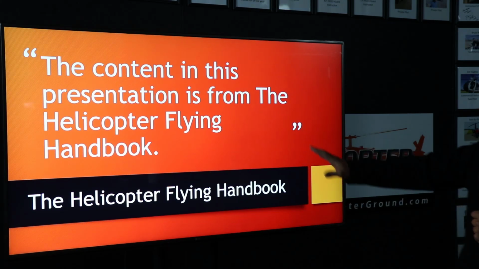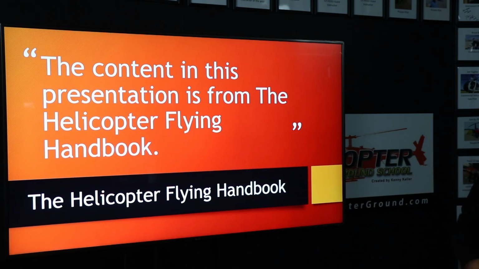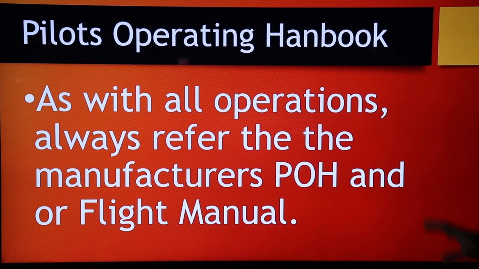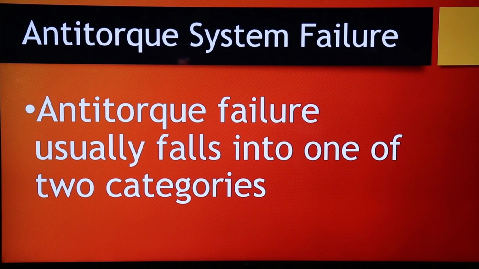I do need to mention, content in this presentation is from the Helicopter Flying Handbook, which is our helicopter Bible here in the United States. And if you're going for any rating, private, commercial, CFI, instrument, examiner, whatever, the FAA says this is the book that we need to be referencing. And I know lately there's been a lot of talk about the way FAA looks at certain things, but hey, we've got to work with what we've got, right? And I've got to mention, as with all operations, always refer to the manufacturer's POH or flight manual. Today is going to be a generic conversation helping you try to understand the differences between these issues. So we've broken this down to help you kind of make sense of it.